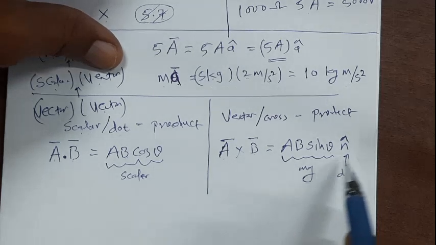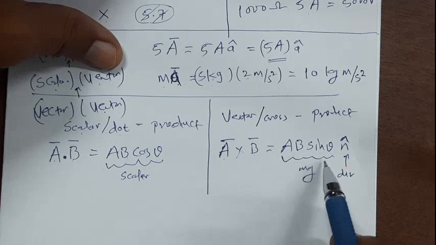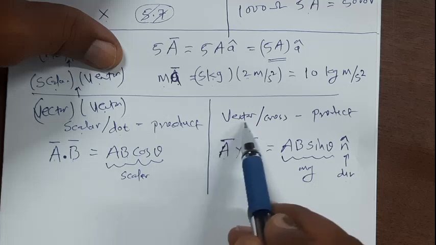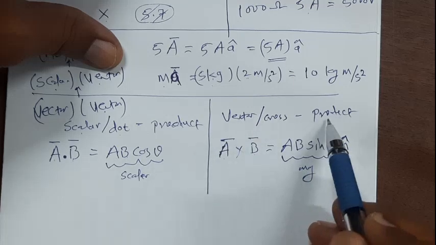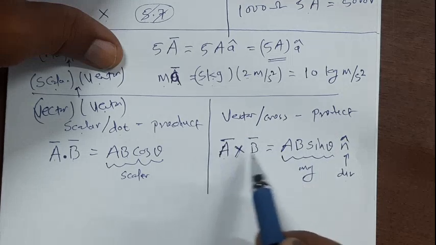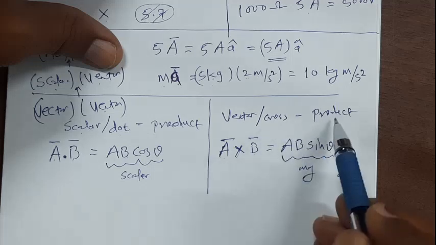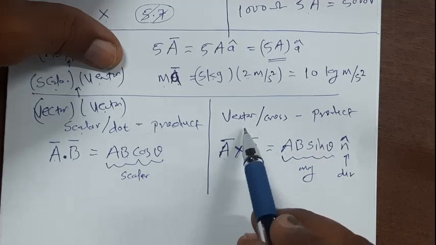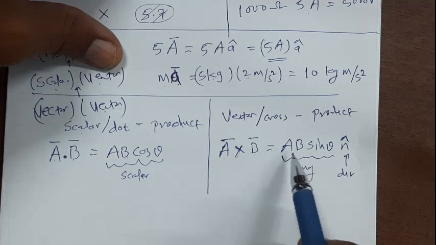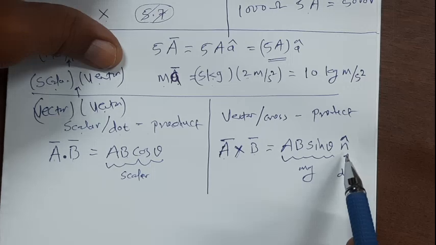Now as the resultant is a vector quantity, having magnitude and direction, it is known as a vector product, and as it is represented by the cross between A bar and B bar, it is known as the cross product. Therefore, this is the cross or vector product: A bar cross B bar is equal to A B sine theta n cap.